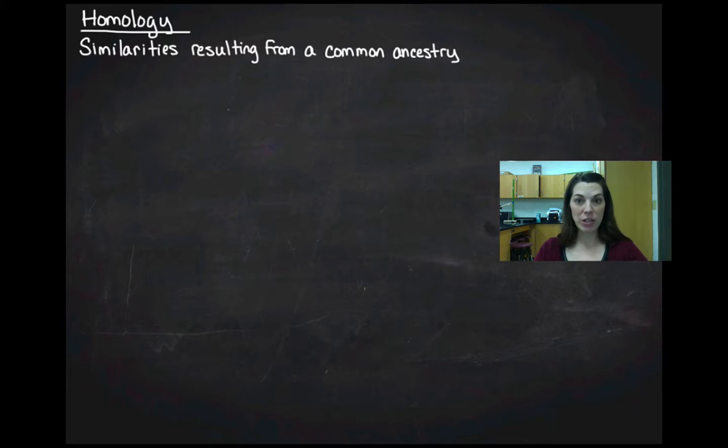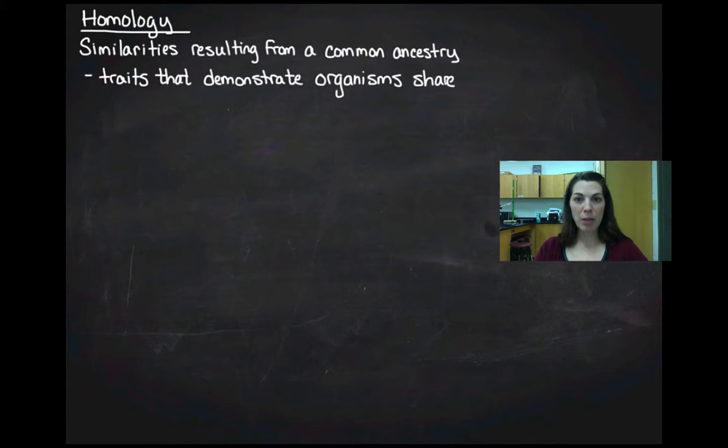So homology is when we're talking about organisms that have similar characteristics resulting from a common ancestry. So they have a shared ancestry between the organisms. So you have traits that demonstrate the organisms share a common ancestor. There's all sorts of different traits that we can look at.